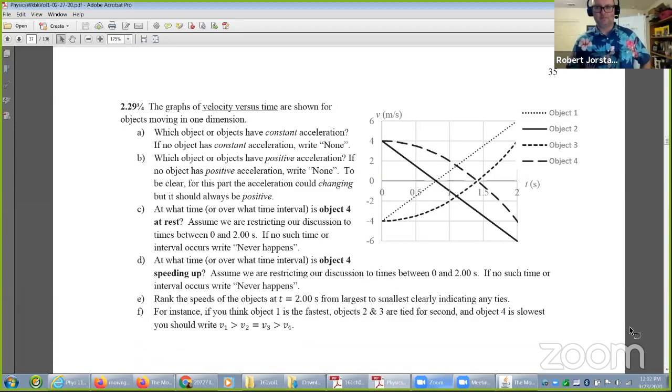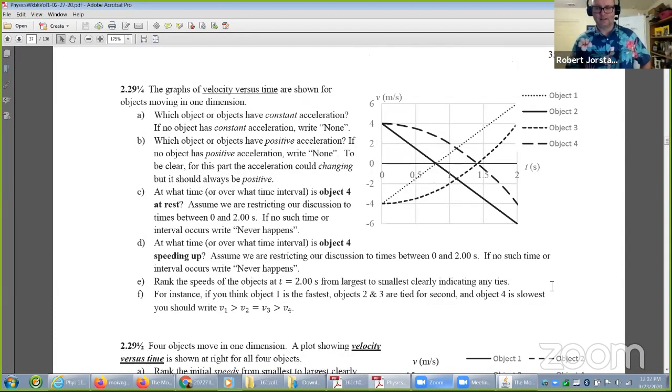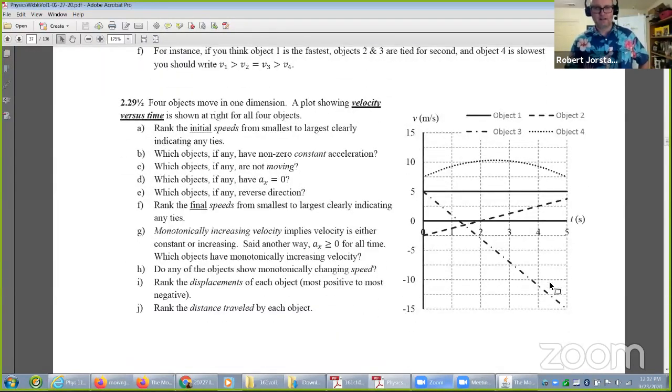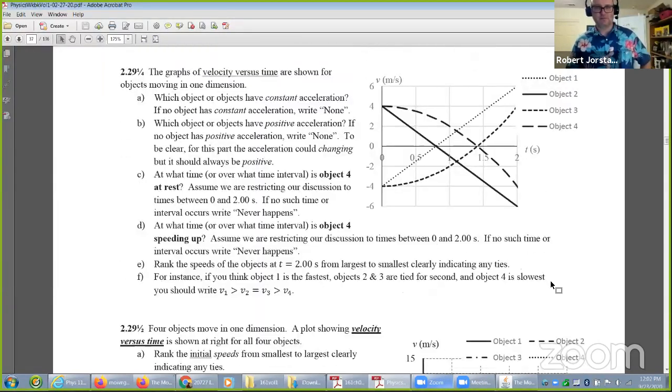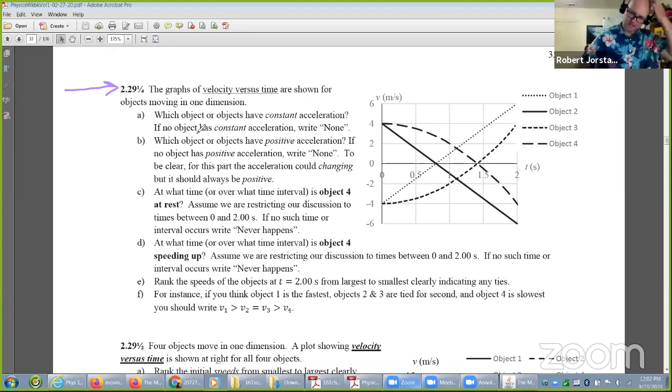All right. Let's see. Did we just do a VT plot? I think we just did an XT, right? Let's try it. Let's just do this one. 2.29 and a quarter. Okay, so here we have 4 objects.